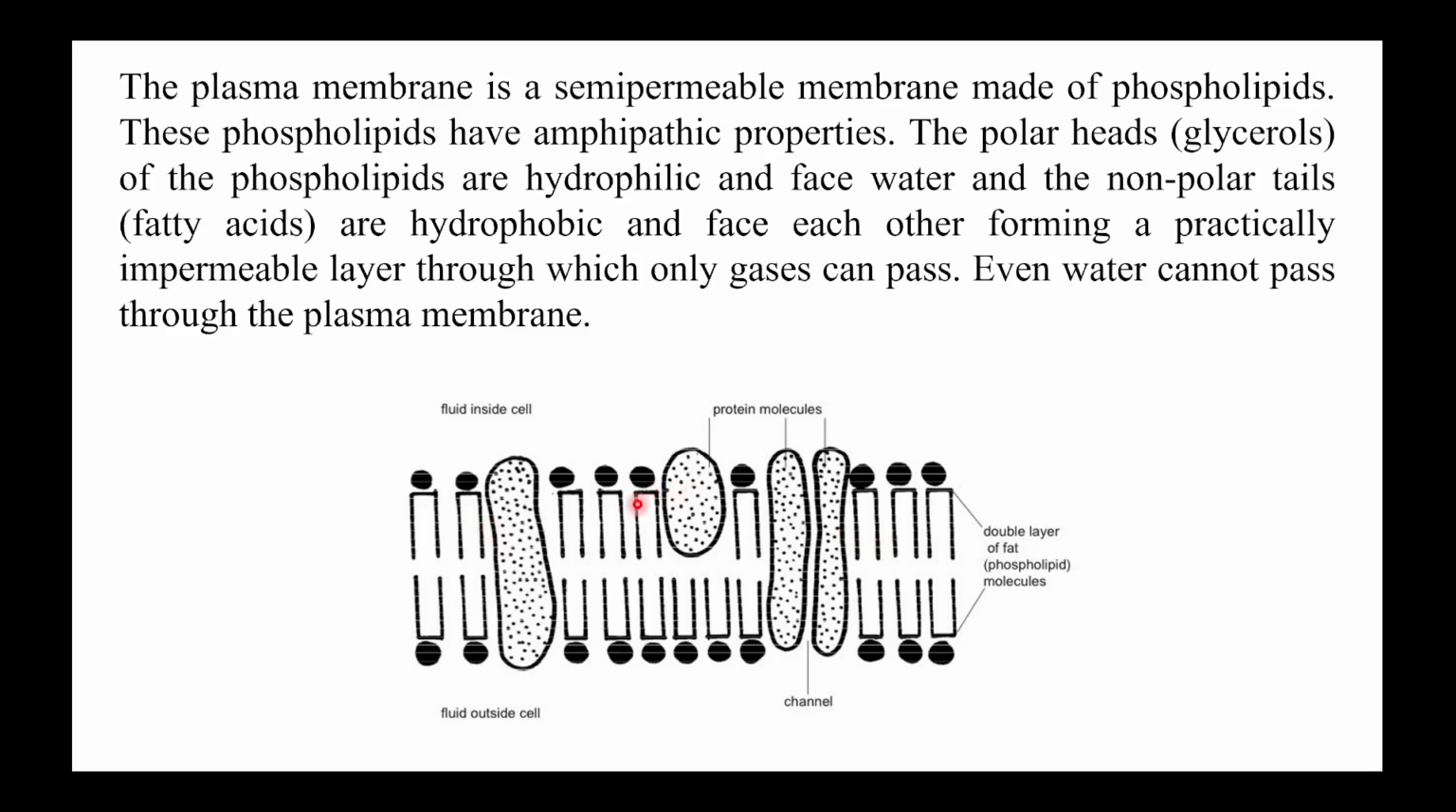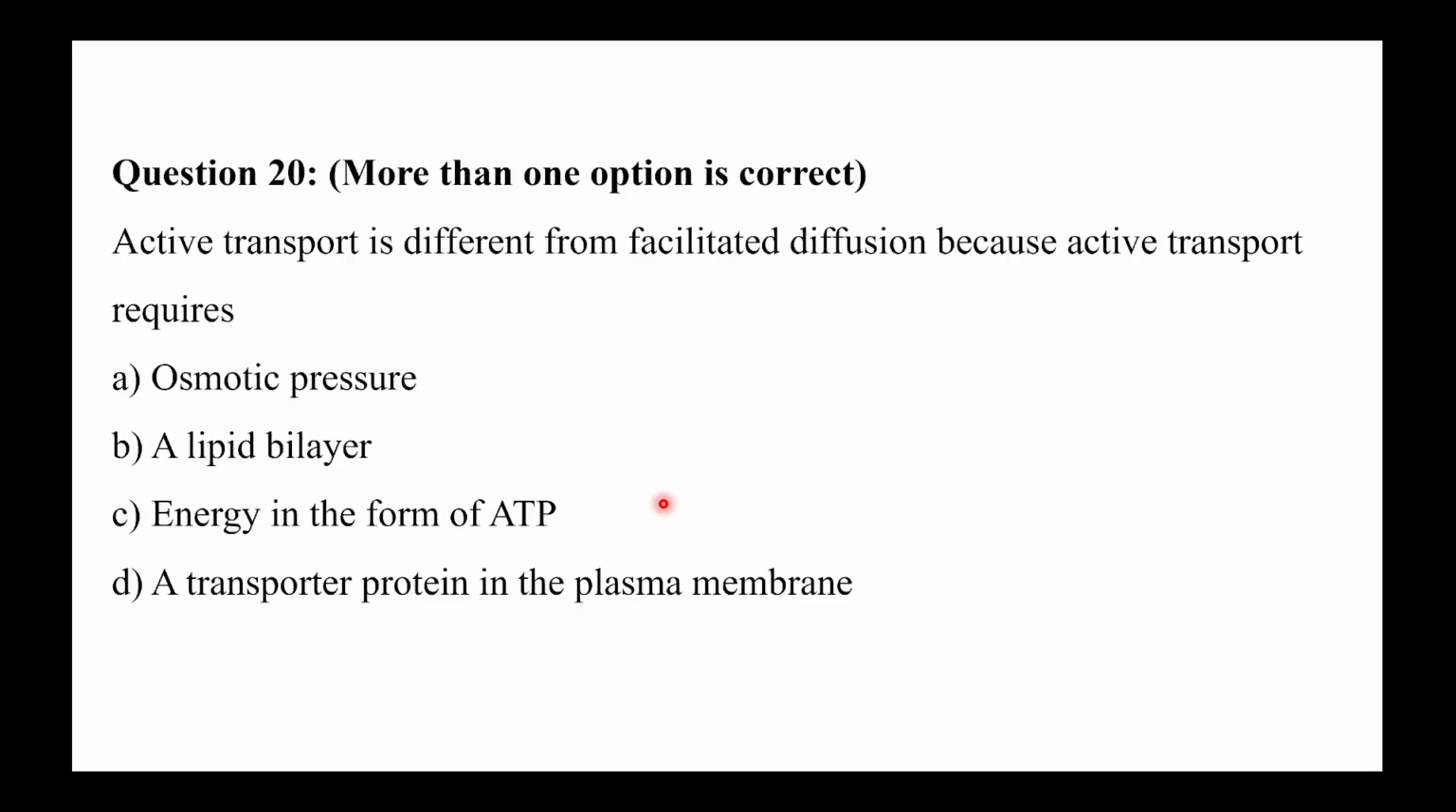So they make an impermeable membrane through which only gases can pass. Even water cannot pass through this membrane because water cannot interact with the non-polar fatty acid chains. So for transport of different substances into the cell, there are different proteins embedded in the membrane which help the transport of different molecules. These proteins are the membrane proteins.